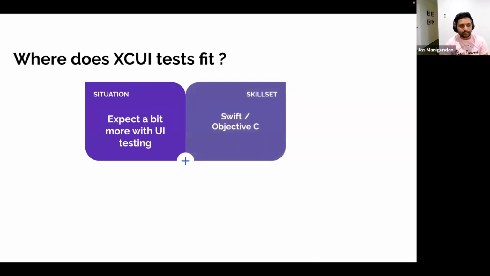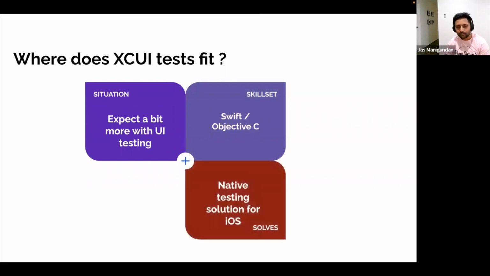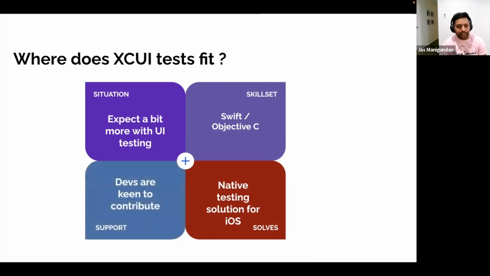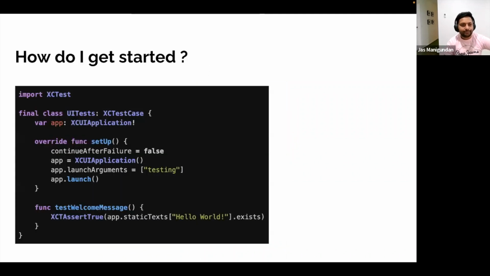There's a skill set requirement as well. You can't use any language. It has to be either Swift or Objective-C, but mostly Swift. And it's a native testing solution for iOS, as I mentioned, built by Apple, and it comes out of the box in code. In terms of support, you get a lot of support from the devs because they're actually working in the same repository, in the same code base. They might be able to help you with reusing the unit testing stuff that they've built already or things like that. So you can have helper functions that sit in both UI and unit testing frameworks. That's a good add-on.